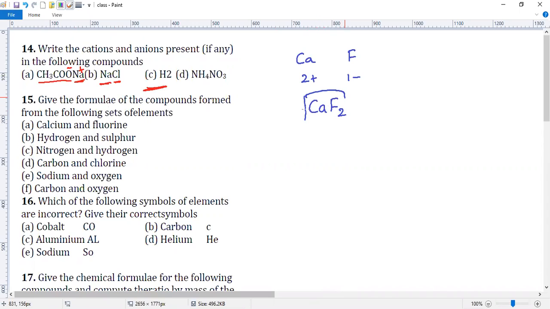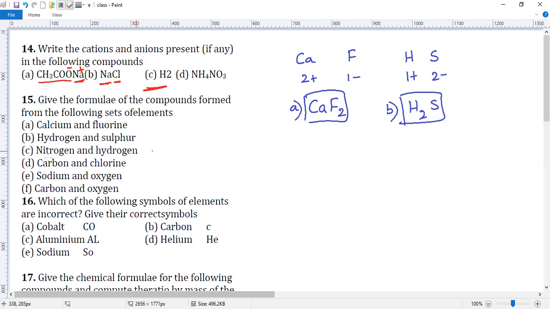CaF2. So this is the answer for A. Next one, hydrogen and sulfur. What is sulfur? Sulfur can form what? It can form sulfide ion. So hydrogen combines with sulfide ion. When hydrogen takes positive valency, it is +1, and sulfide is -2. So when you cross it, you will get H2S. So that is the answer for subdivision B.